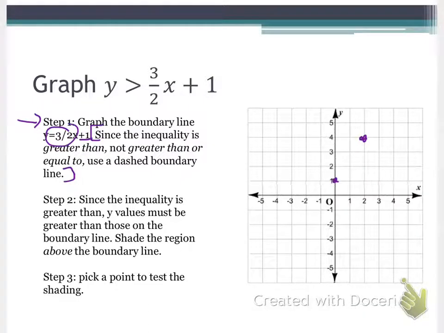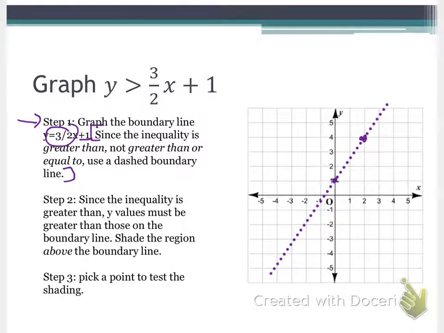Then I need you to look at this part, that statement. It says, since the inequality is greater than, not greater than or equal to, use a dashed boundary line. So in the same way that we have an open circle in our other one, we're going to have a dashed line because it's not filled in, right? There's space there because it doesn't actually include that line. So let's do that. So there we go. Okay, so we finished step 1. We answered the question, right?